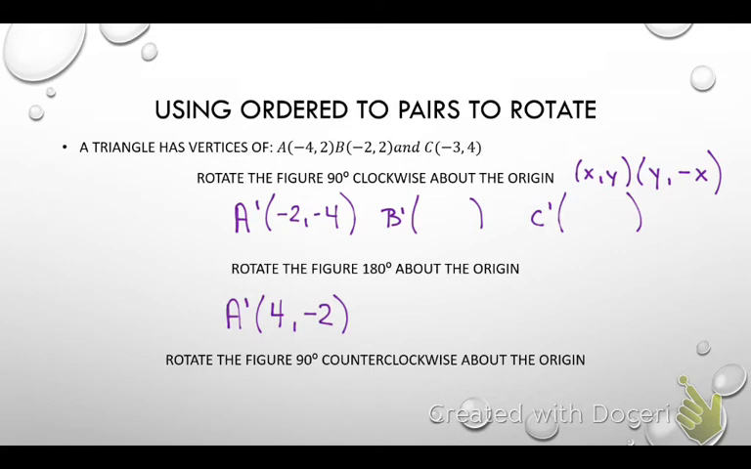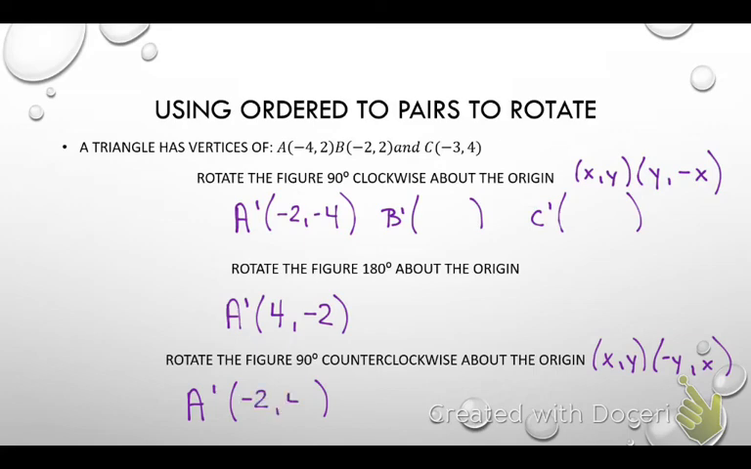And then for 90 counterclockwise, we go x, y, and then we go -y, x. So now we have to flip the y value. Can anybody tell me what my new A would be if I flipped them and did the opposite of y? A would be -2. Yep, -2, -4.